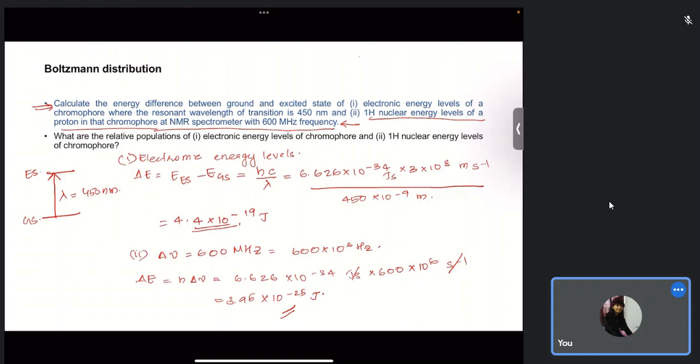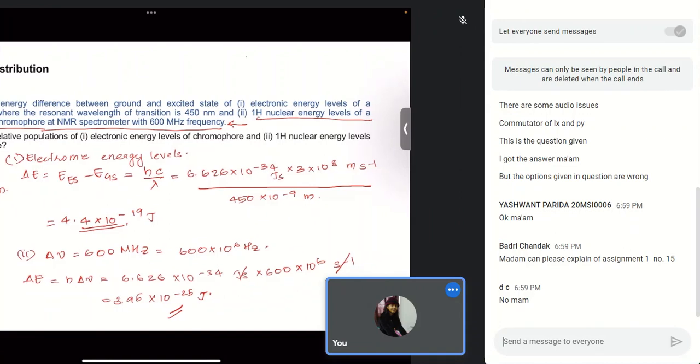Electronics spectroscopy, absorption spectroscopy and all. Can you please explain assignment 1 question number 15?